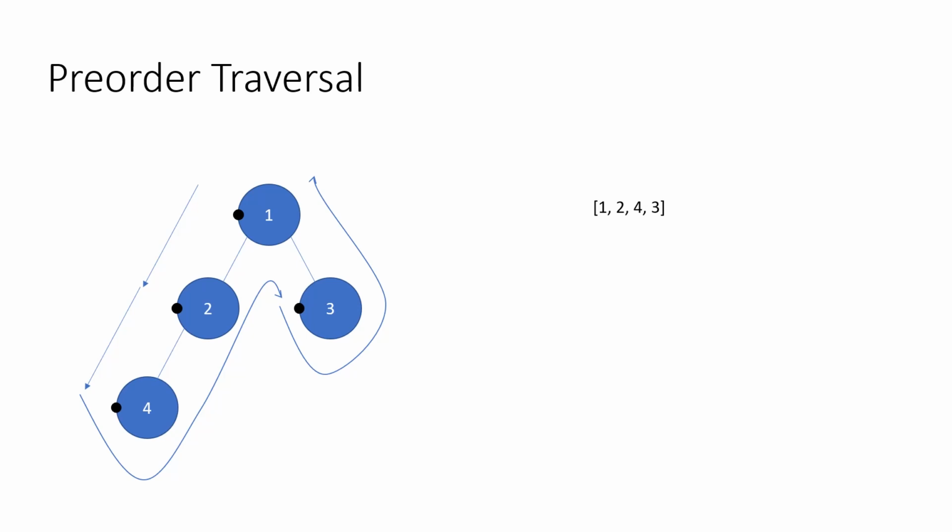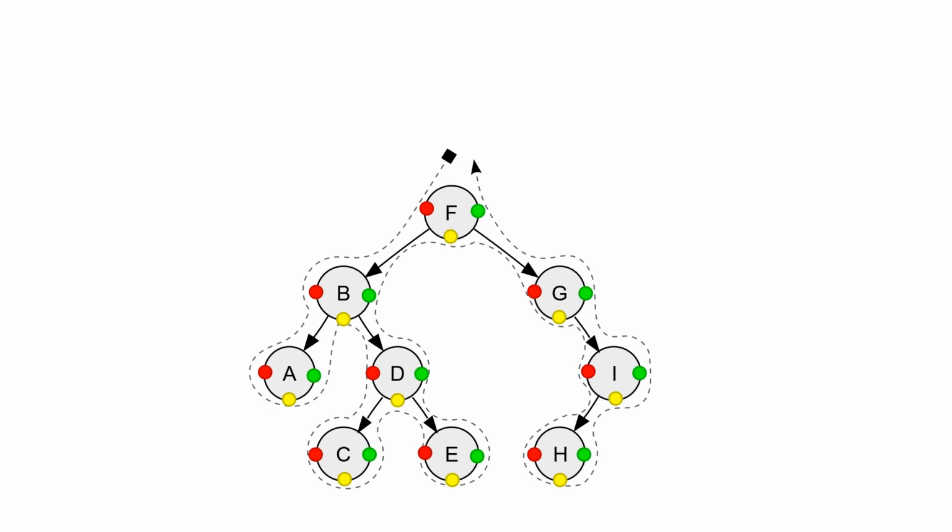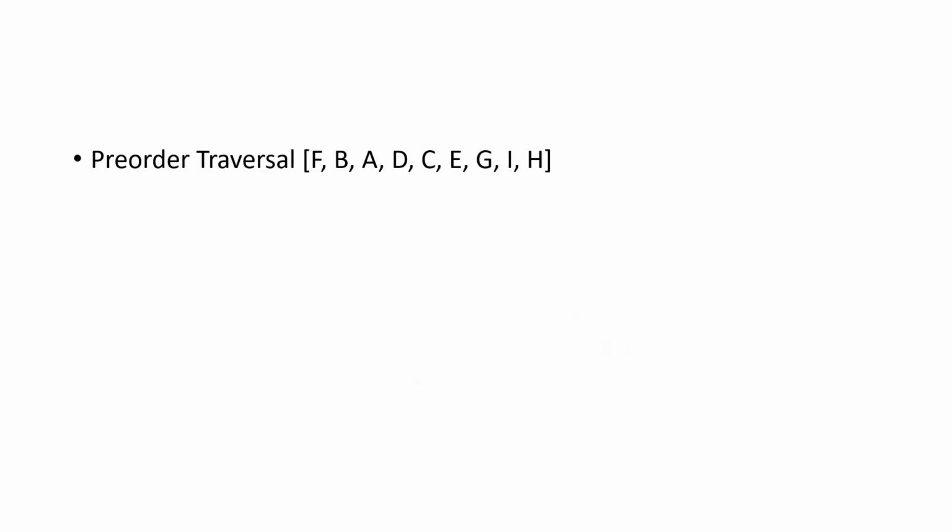Now using this example, you can find the pre-order traversal in this tree. Now there are multiple different colored dots. For pre-order traversal, you can use the red dots and ignore the rest of the dots. You can pause the video and write down the pre-order traversal for this binary tree. Okay, so the answer for pre-order traversal should be this.